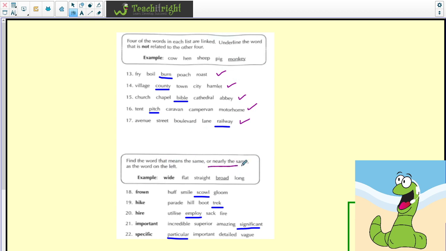Now we're looking at synonyms. So we're looking for words that mean the same. So we've got scowl and frown, trek and hike, employ and hire, important and significant, specific and particular. So again, really good vocabulary exercises there. If any of those words you didn't know or they were new words to you, then grab your word and meaning book and put them in your word and meaning book so you don't forget them and you can retain them. But certainly putting them into context, think about how you would use those words will help you memorize them.